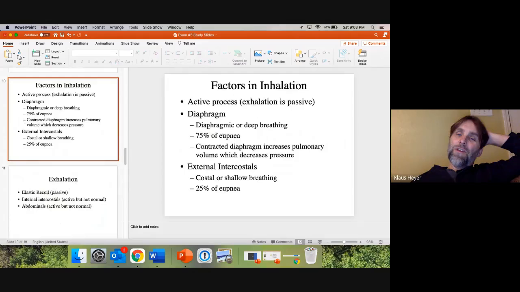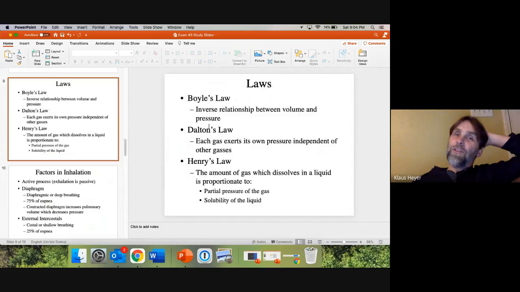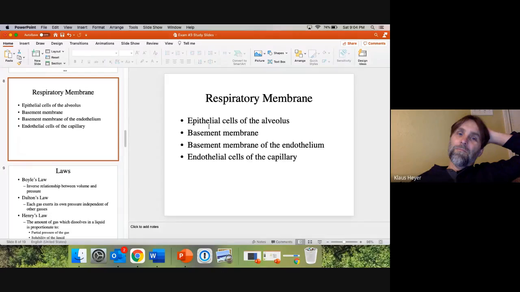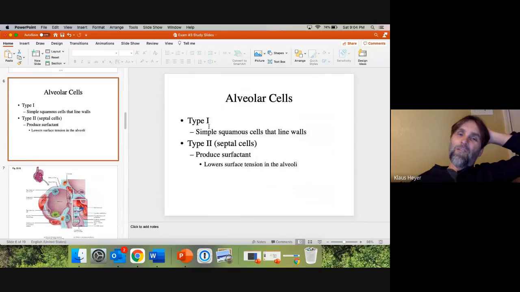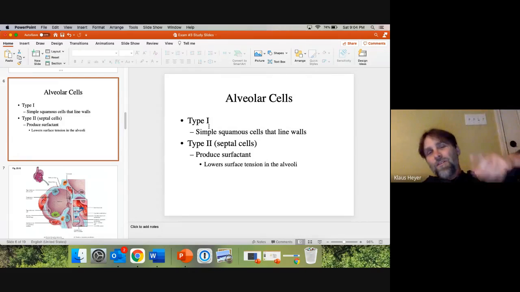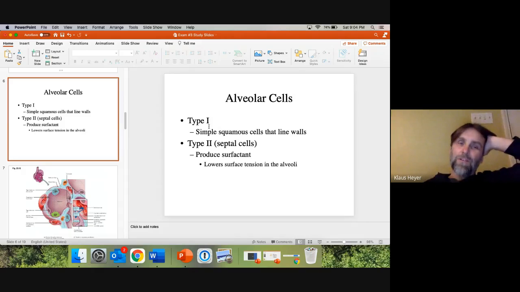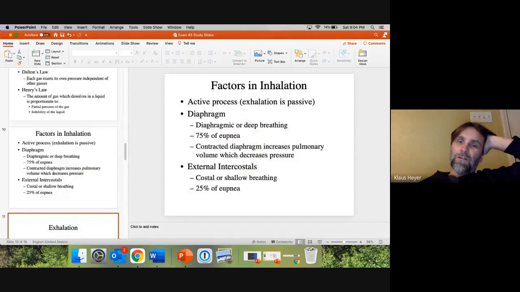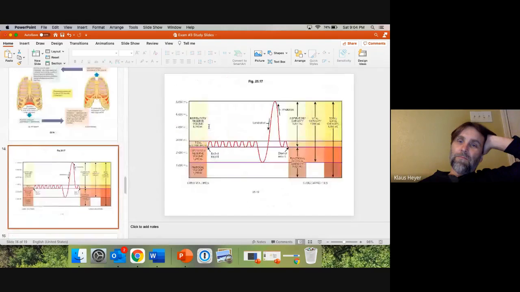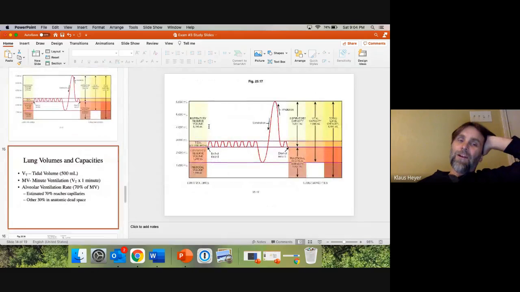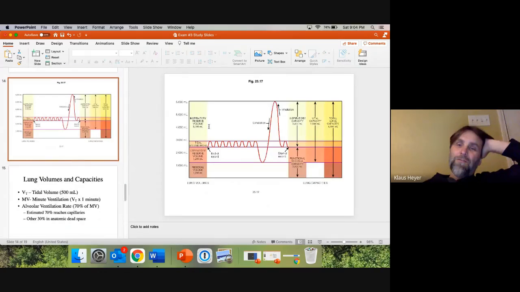Any questions so far? Why do we breathe in? Definitely the laws. Which law pertains to why we breathe in? Boyle's law. What's the respiratory membrane? It's a smaller question. And then, describe what septal cells are? I don't know. I'll probably ask about that, but I might. It's a small question. Okay, this one, I've got it on the next slide. All right, so that one might be confusing to you.